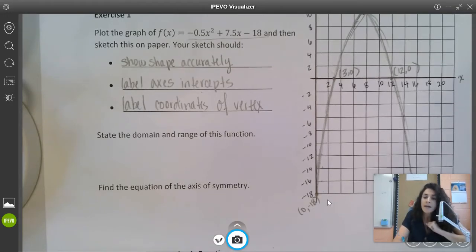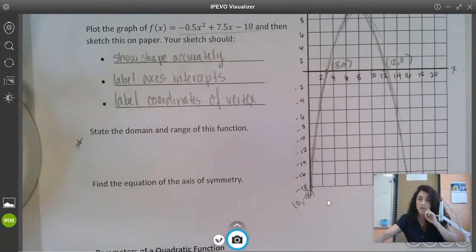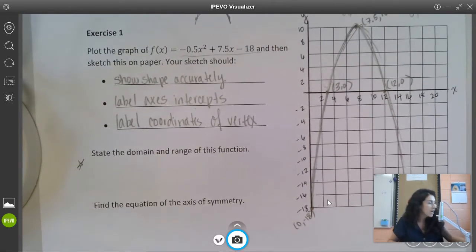Right. Now I would like for you to find the domain and the range of this function. So go ahead and select from the following multiple choice. What is the domain of this function and what is the range of this function?